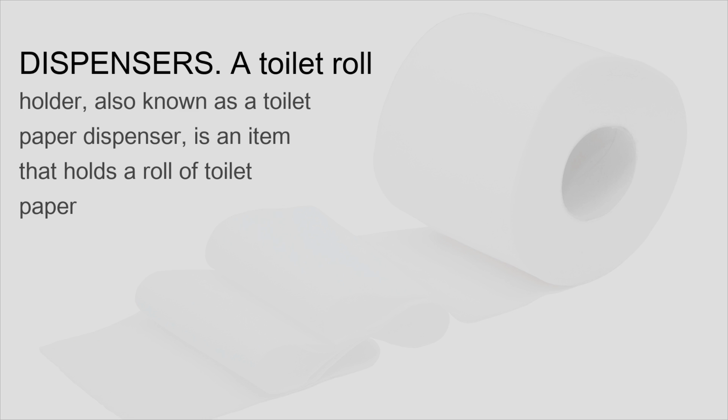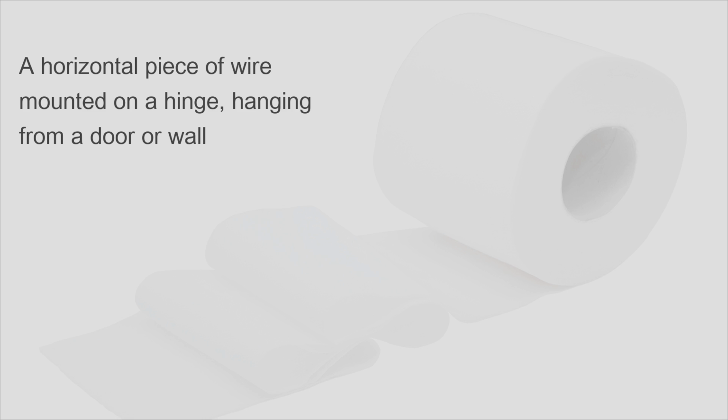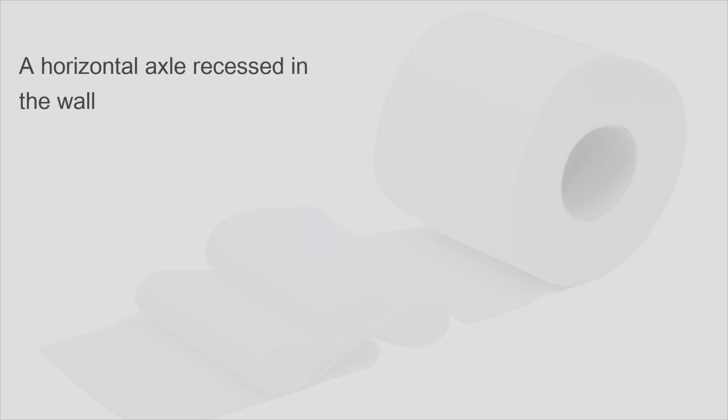Dispensers. A toilet roll holder, also known as a toilet paper dispenser, is an item that holds a roll of toilet paper. There are at least 7 types of holders. A horizontal piece of wire mounted on a hinge, hanging from a door or wall. A horizontal axle recessed in the wall. A vertical axle recessed in the wall. A horizontal axle mounted on a freestanding frame. A freestanding vertical pole on a base.